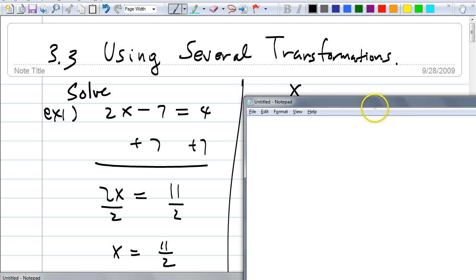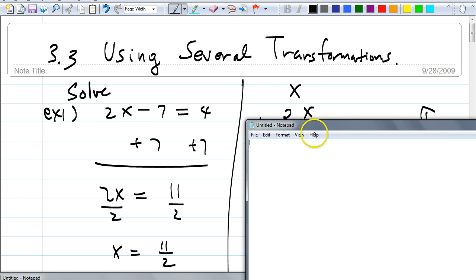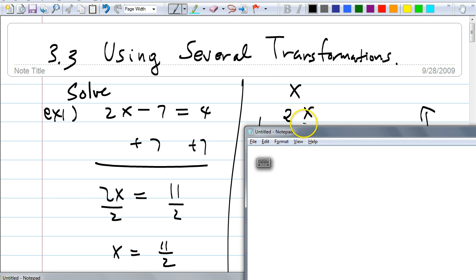So imagine that in the very beginning we had x. From this x, they made this equation. Guess what they did to this x to write this equation? They first multiplied this x by 2. Then guess what they did to this expression? They then subtracted 7.